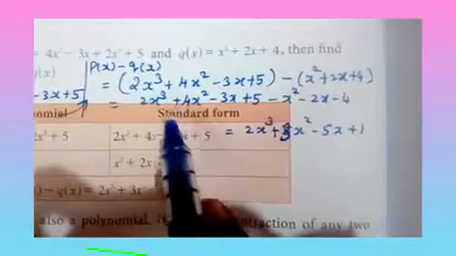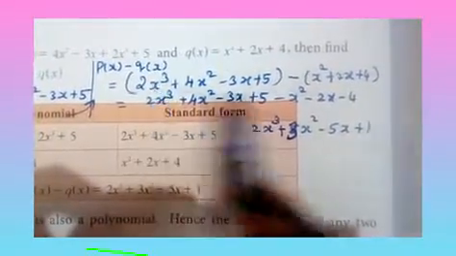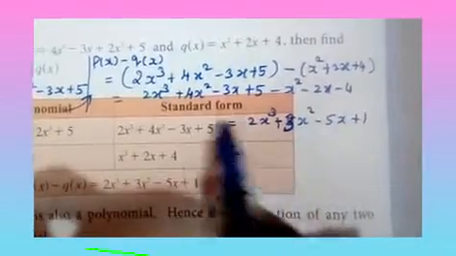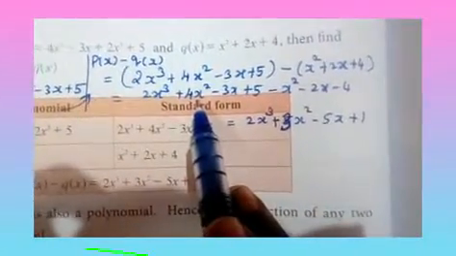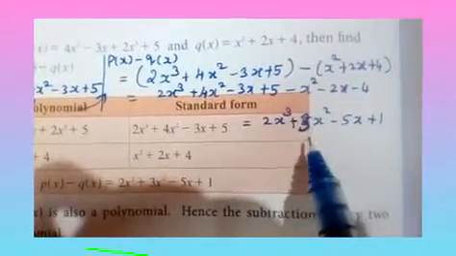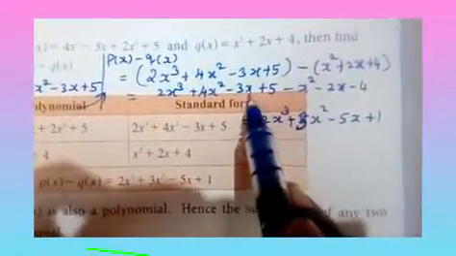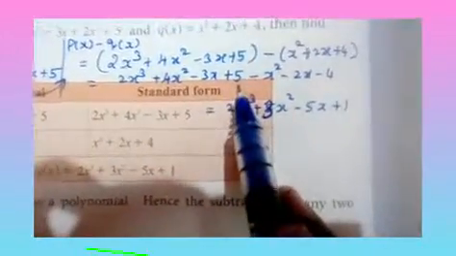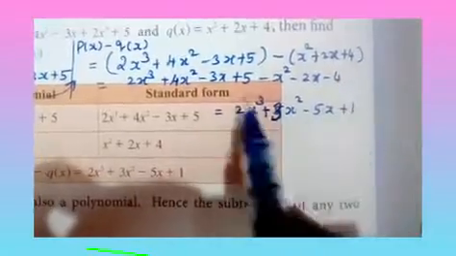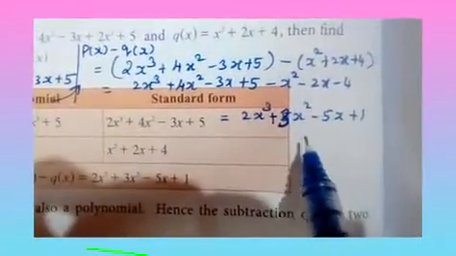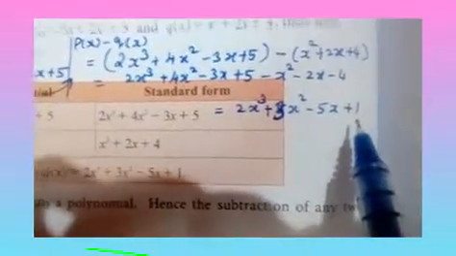Once again, listen. That is 2x^3. Other cube values are not there, so just write it. Then the x^2 values: 4x^2 minus x^2, 4 minus 1, so 3x^2. Next the x values: minus 3 minus 2, so minus 5x. Next plus 5 minus 4, so plus 1. So the answer is 2x^3 + 3x^2 − 5x + 1.